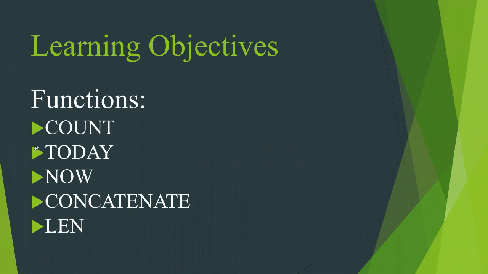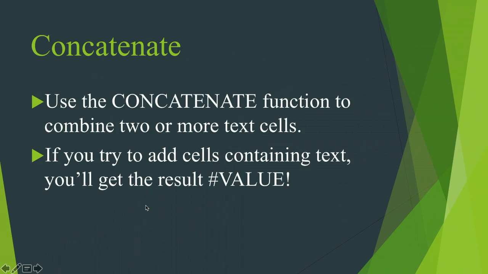Okay, dear students, now you have learned the COUNT function, TODAY function and NOW function. This is the CONCATENATE function. What is the CONCATENATE function? Let me tell you one thing. You can add or multiply numbers, but what can you do with text? If you try to add cells that contain text, you will get this result. Your result will be this if you try to combine the text cells. Then what to do? At that time we use the CONCATENATE function. Use the CONCATENATE function to combine two or more text cells.